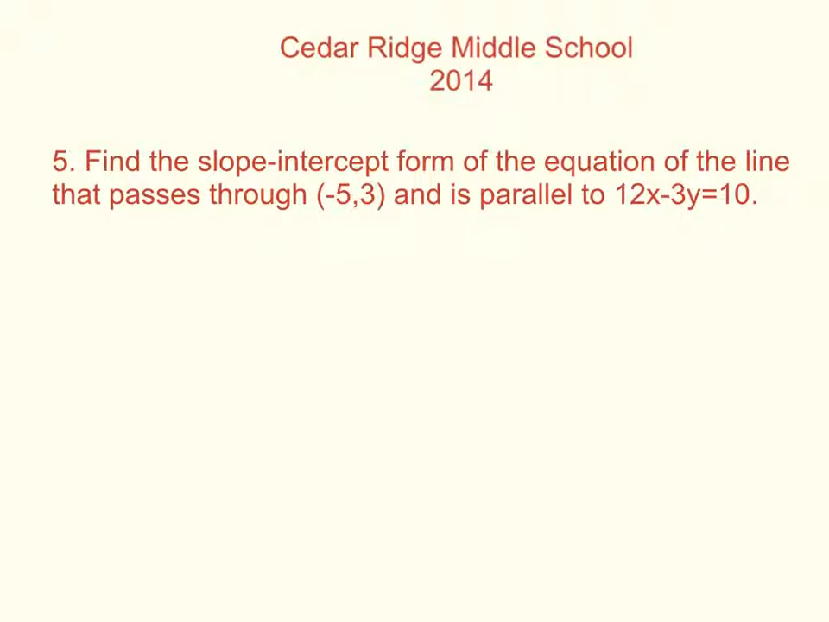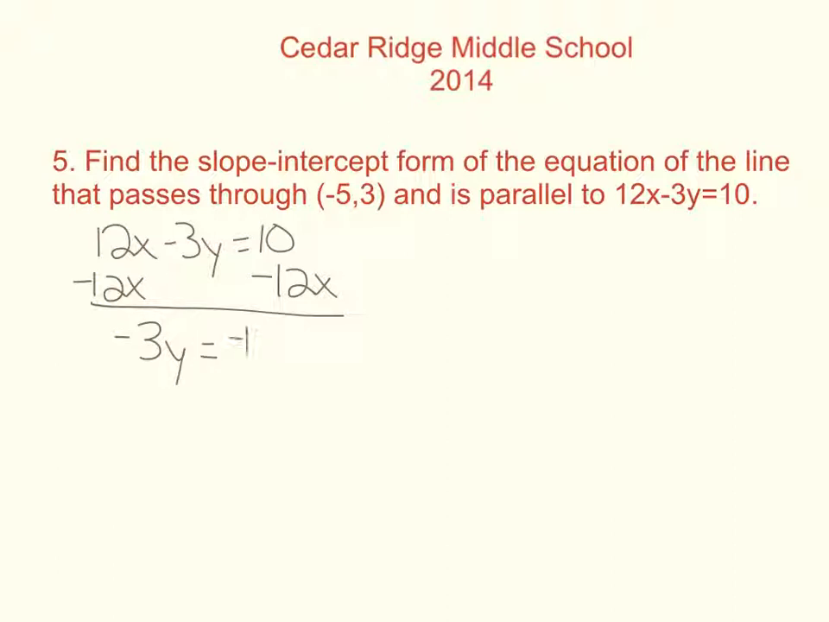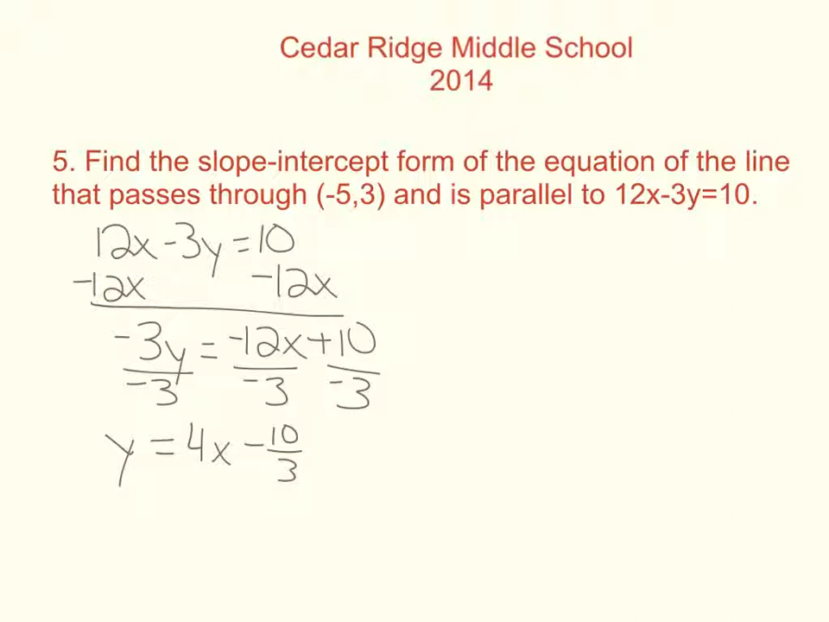So we're going to take 12x minus 3y equals 10, and we're going to put this in slope-intercept form. We're going to subtract 12x from both sides. We get negative 3y equals negative 12x plus 10. We're going to divide through by negative 3, and we're going to get y equals 4x minus 10 thirds. Now that slope-intercept is ugly, but we don't really care. All we care about right now is m. And in this case, m is 4.